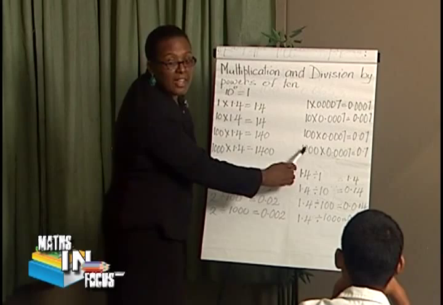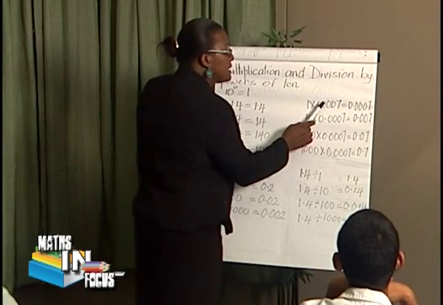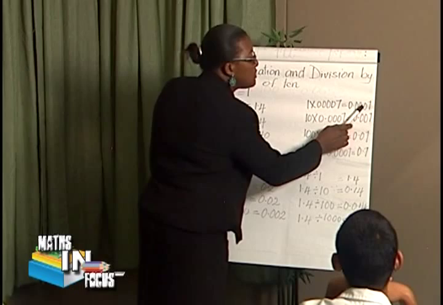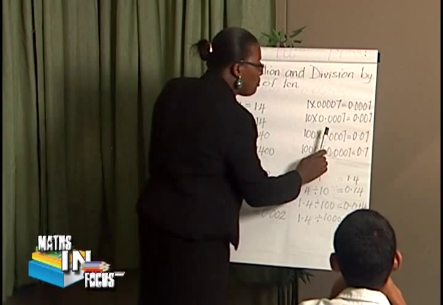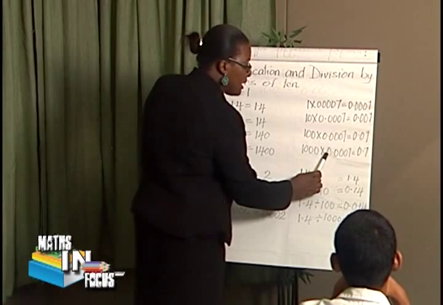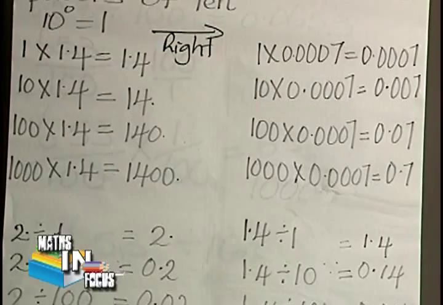We're multiplying on the other side again, but this time we don't have a mixed number, we have just a decimal. So we have 1 multiplied by 0.0007 and out comes 0.0007. 10 multiplied by 0.0007, what did we get, Raymond? 0.007. Then we took 100 by the same 0.0007. And what did we get, Floyd? 0.07. And when we took 1,000 and multiplied by 0.0007, Damien, what did we get? 0.7.